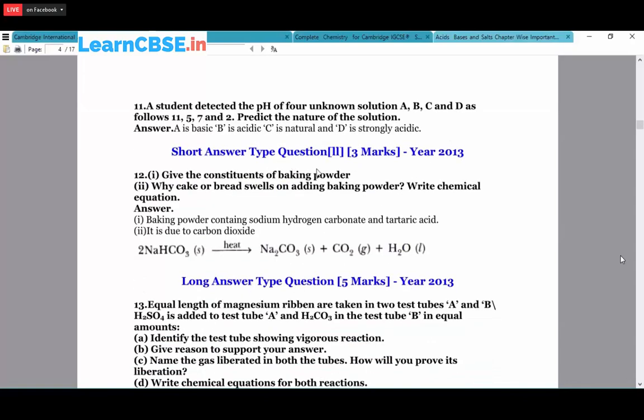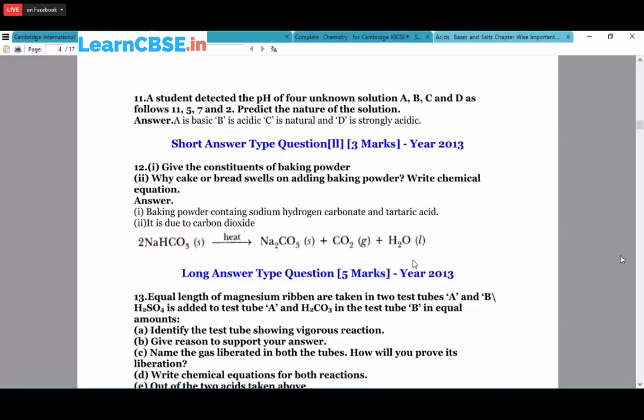Give the constituents of the baking powder. So the baking powder contains sodium hydrogen carbonate and tartaric acid. Why does cake or bread swell on adding the baking powder? Write the chemical equation. The bread swells due to the liberation of carbon dioxide. NaHCO3 is the baking soda. When you heat it, we get carbon dioxide plus Na2CO3 plus H2O.